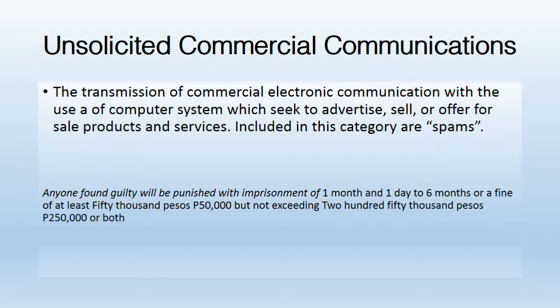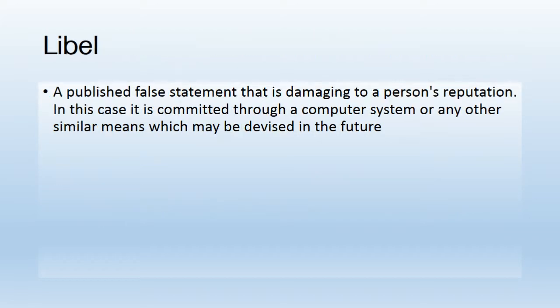Number 12. Unsolicited commercial communications. This is very annoying. The transmission of commercial electronic communication with the use of a computer system which seek to advertise, sell, or offer for sale products and services. Included in this category are spams, which everybody hates because most of the time they are harmful and deceiving.